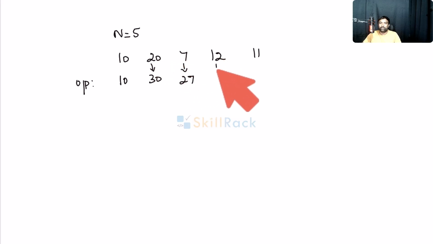12 will be added to 7 and it should become 19. 11 will be added to 12 and it should be 23. So the output of the program must be 10, 30, 27, 19, 23. The program seems simple, but here the issue is, let us consider the array like this: 10, 20, 7, 12, 11.